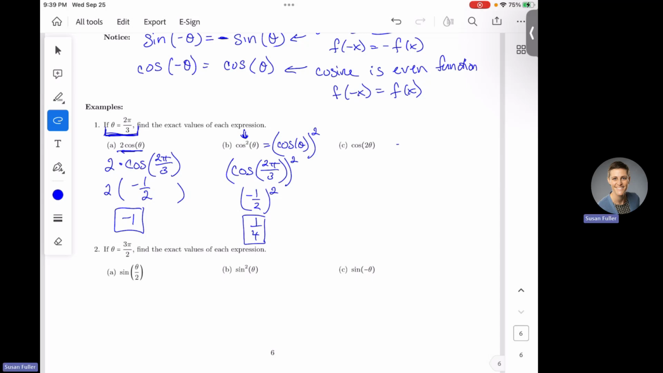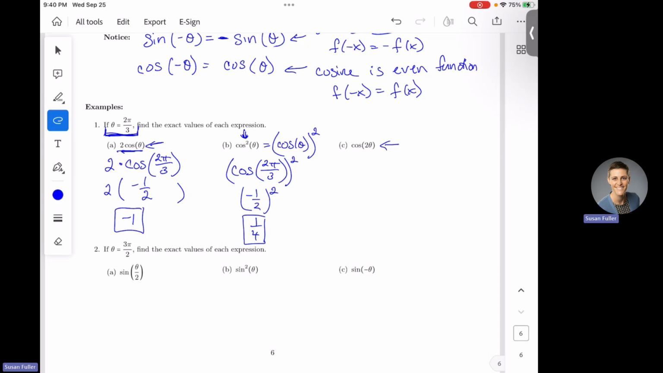Okay, now how about cosine of 2 theta? Well, there's a 2 in here. Is that the same thing as this? Because these both have a 2 and a cosine in them. So do these mean the same thing?